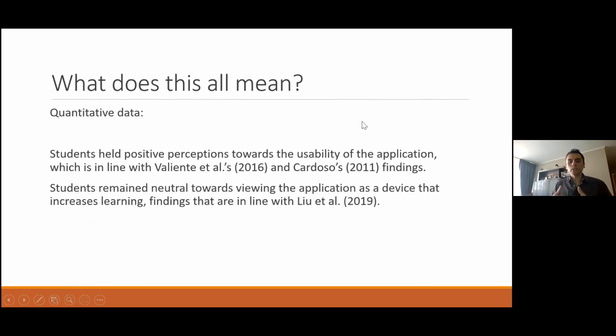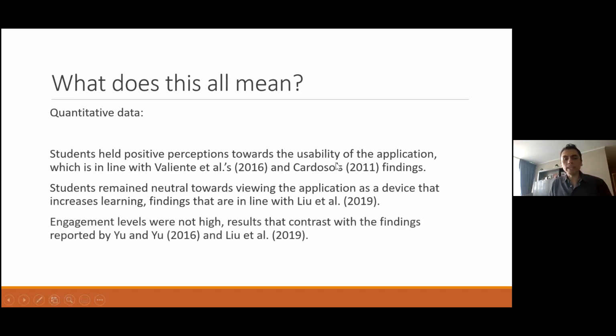But they were quite neutral when they thought about learning and how the application would increase learning. The same happened with engagement levels. They weren't that engaged with the application, and this is different from the results that have been reported in the literature. So we wanted to know why. We wanted to go deeper there. Why wouldn't they think that the application was effective for learning?